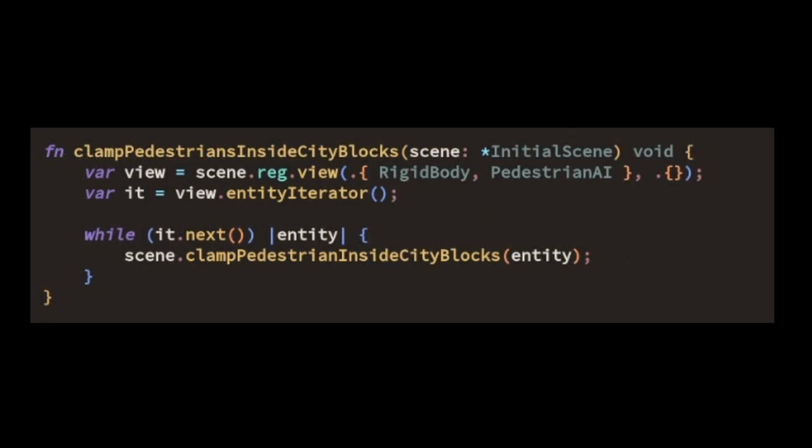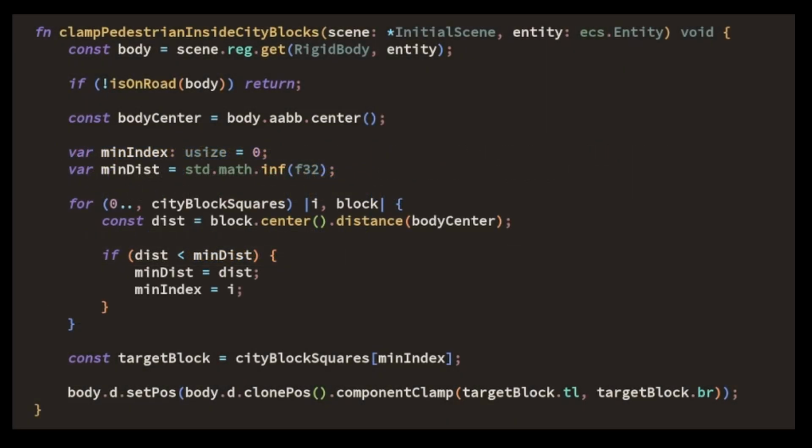Okay, so in order to implement this, we need to loop through all entities that have the rigid body and pedestrian components, so basically all the pedestrians. We create the iterator, loop through each entity, and call the clamp function for each entity. Now the clamp function looks like this. First we get the body from the pedestrian. We check if the body is already in one of the squares. If it is, then we return. We already have a function for this, called isOnRoad, and we simply invert it to get whether you are in the block squares or not.